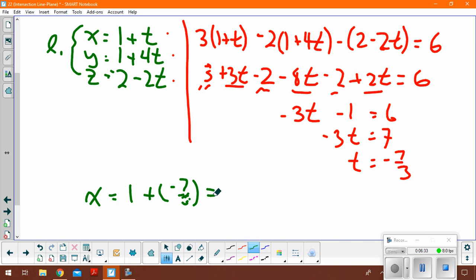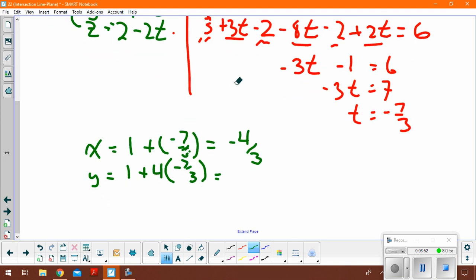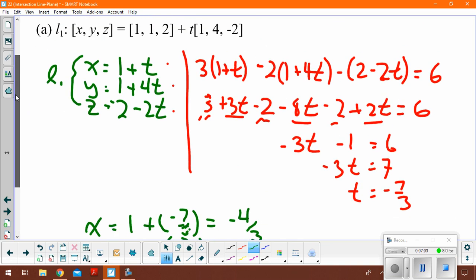And that is equal to negative 4/3. Okay, y is equal to 1 plus 4 times negative 7/3. Let's see, that would be negative 20/3 plus 3/3, so negative 25/3. And z was equal to, that was a 2, I believe.